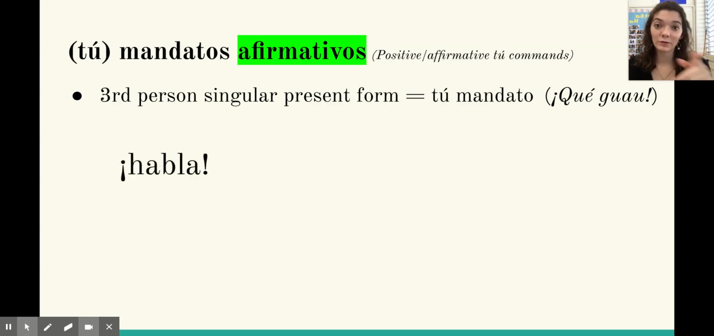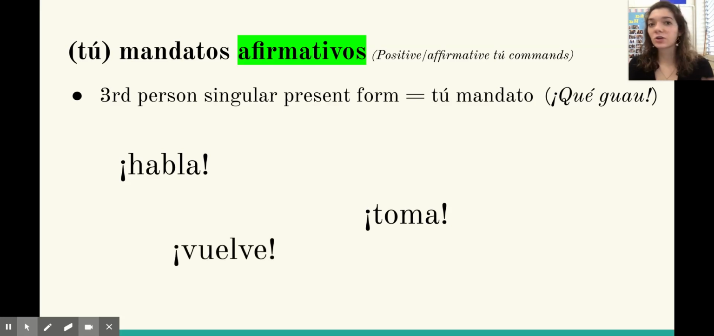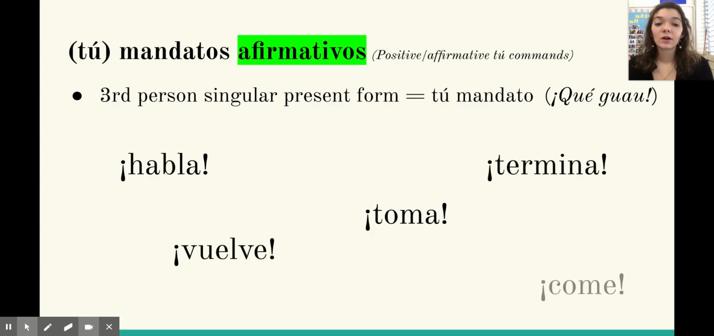Habla. If I look at you next week, Tuesday or Wednesday, whenever I see you in person, or Friday, whenever I see you in person, I say, habla, speak. I'm telling you, you informal, habla, speak. It's a command, right? I'm not saying, hey, can you speak? It's boom, habla, speak. Toma, take. Vuelve, return. Termina, finish. Termina la tarea, finish your homework. Come, eat. If you have an abuelita and she speaks Spanish, she might say, come, right? Eat up. You're too skinny. See, come. Come is a command for you informal.